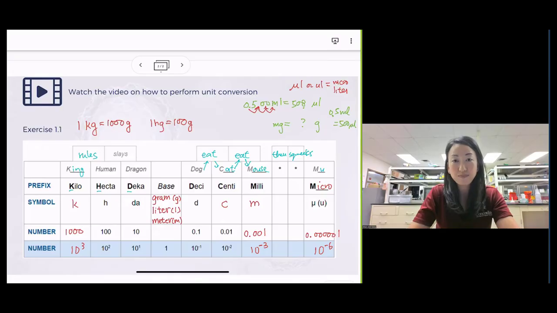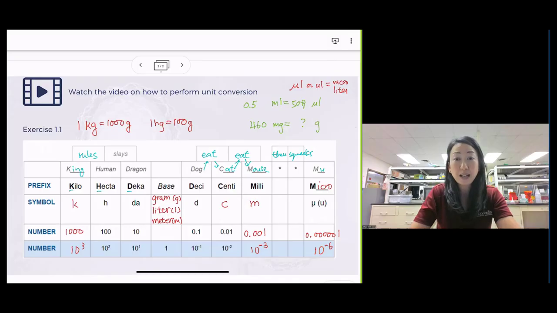Let's try another question. If the protocol gives you 460 milligram, 460 mg to weigh out, but your scale, your balance, uses grams as its unit, how do you convert milligram, mg, to g? Please stop the video and see if you can figure it out using the chart.